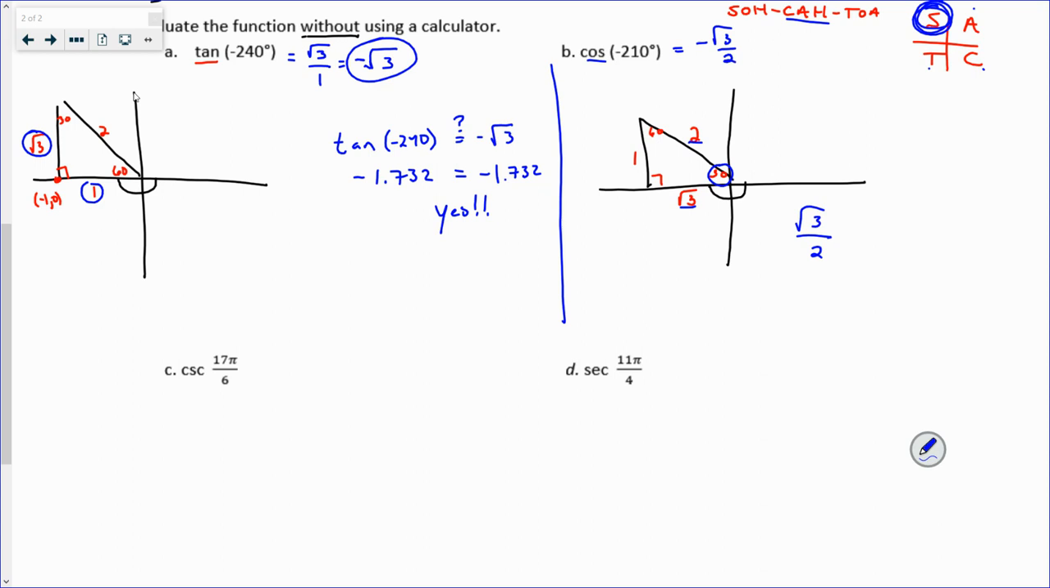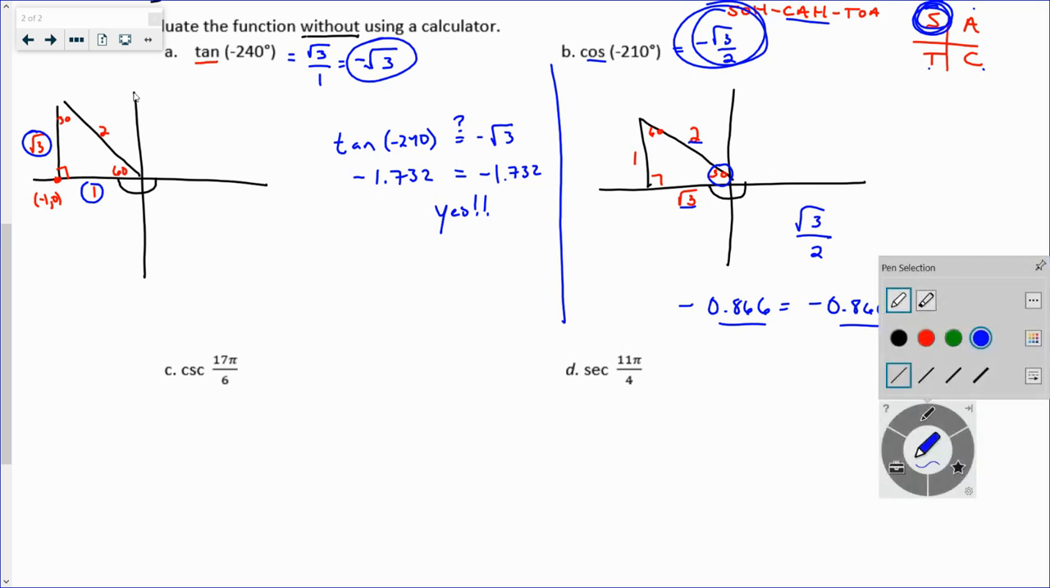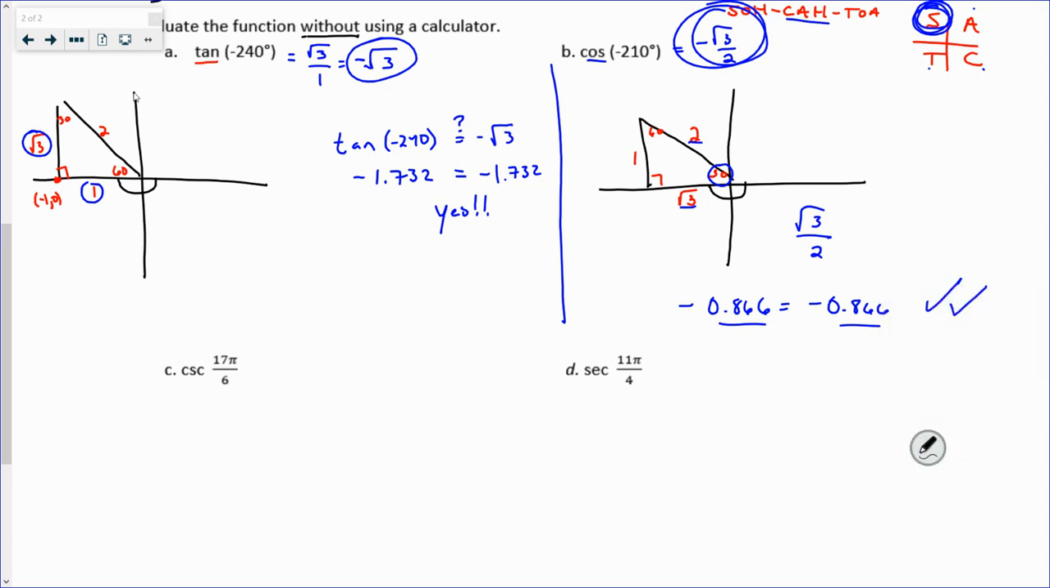Again, just to make sure, I'm going to go cosine of negative 210 in my calculator and get negative 0.866. And then I'm going to do negative square root of 3 divided by 2. So the answer I'm going to want from you on a quiz is this radical fraction. I will not accept the decimal because anybody can do that with their calculator. But you can use your calculator to check and see the decimal values, see that they're on the same rhythm. Okay.